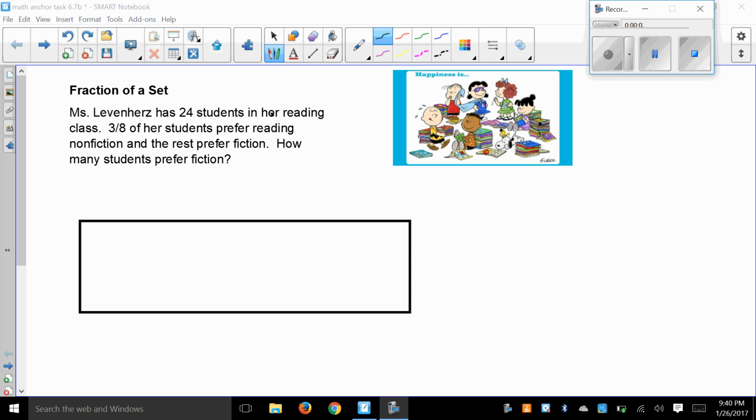In this problem, we're going to find a fraction of a set. Ms. Levenhurst has 24 students in her reading class. 3/8 of her students prefer reading nonfiction and the rest prefer fiction. How many students prefer fiction?